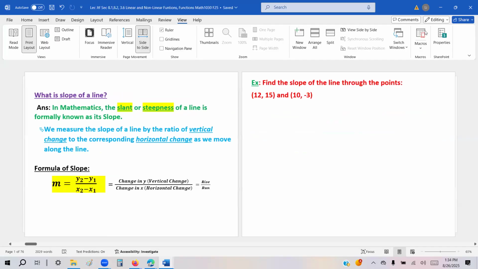One example: let's say you're given two points and asked to find the slope of the line through the two points. In that case, all you have to do is use the formula and figure it out.